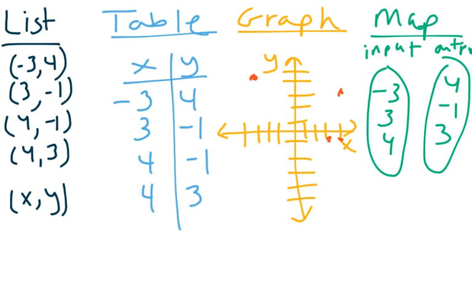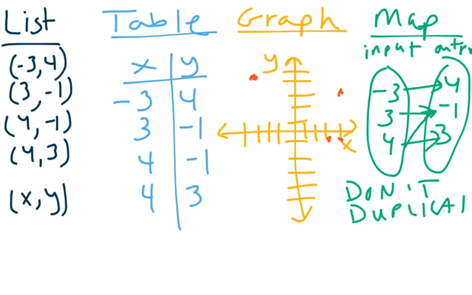And then what we do is we simply draw arrows showing how an input maps to an output. So -3 maps to 4. You just draw a little arrow. 3 maps to -1. 4 also maps to -1, and 4 maps to 3. And then again, you don't duplicate the values in the map. So don't duplicate the numbers. Or I guess variables if we had variables. So those are the 4 ways that you can express a relation.